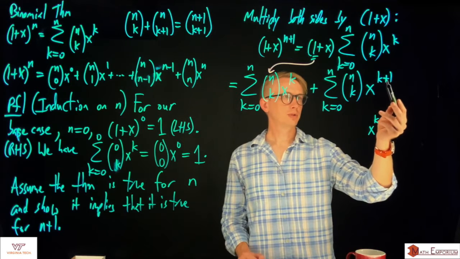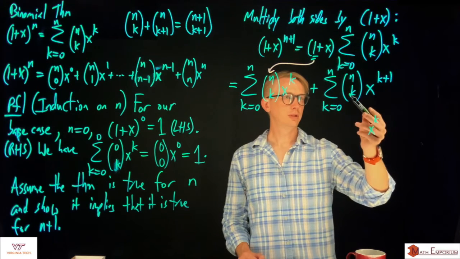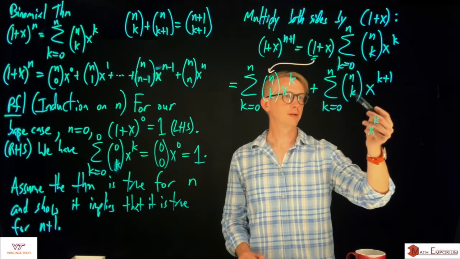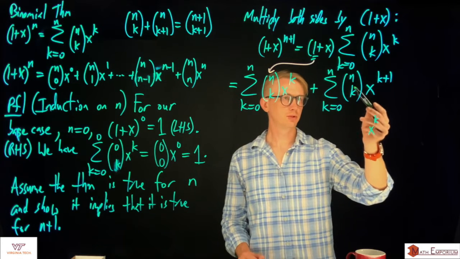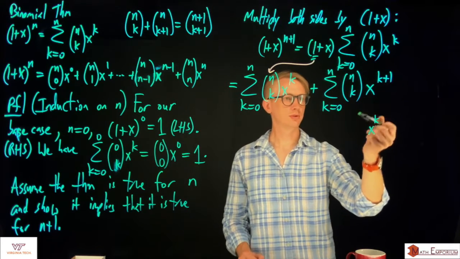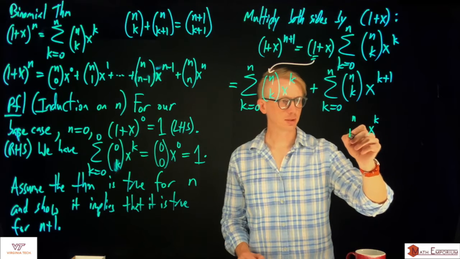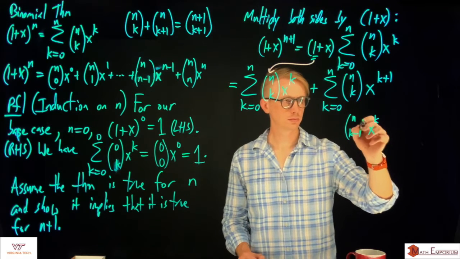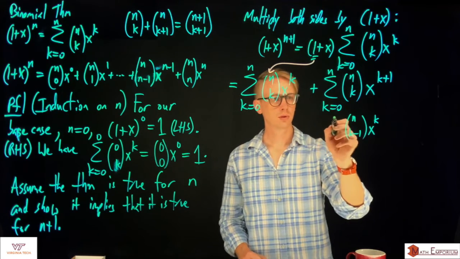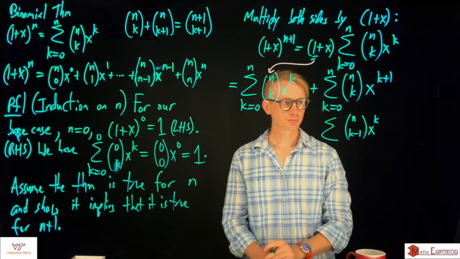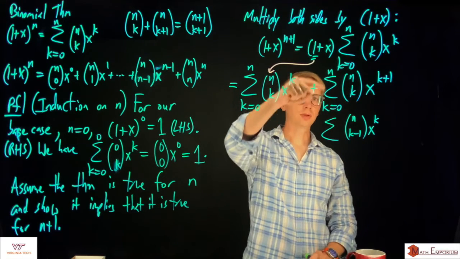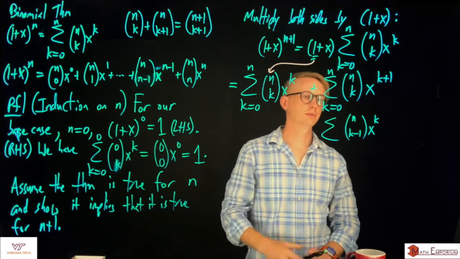Now if this was k, this particular term here needs to be one less than what's in the exponent. So this actually should read as n choose k minus 1. In the summation, these are values of k going from 0 to n, right?